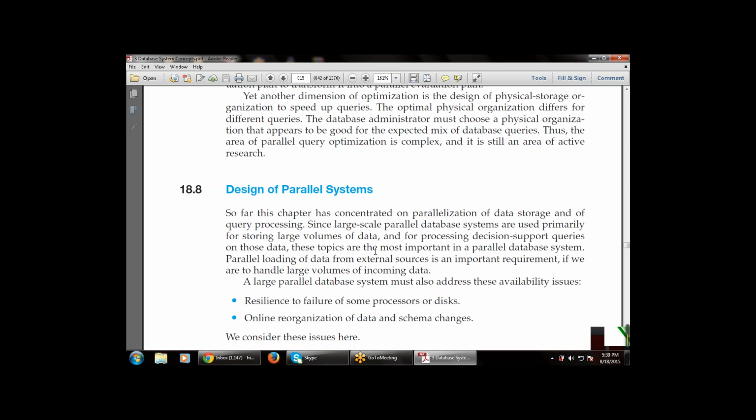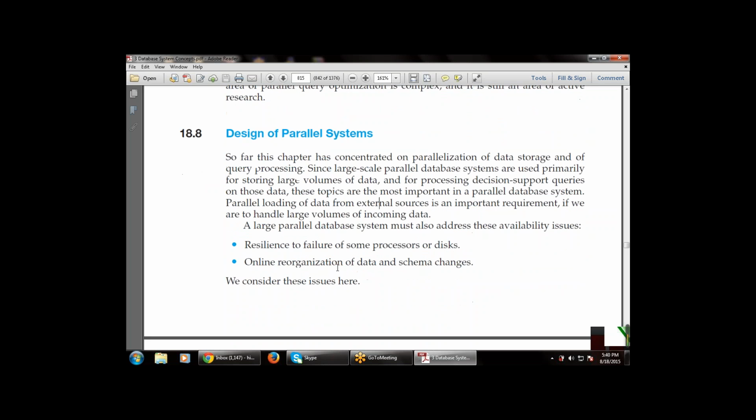These are the availability issues associated with a large parallel database system. First is resilience to the failure of some processor or disk. That means it is resilient to the failure of the processor or the disk. Then online reorganization of the data and the schema changes. Whatever the schema changes or data changes, that is the online reorganization of the data and the schema changes.